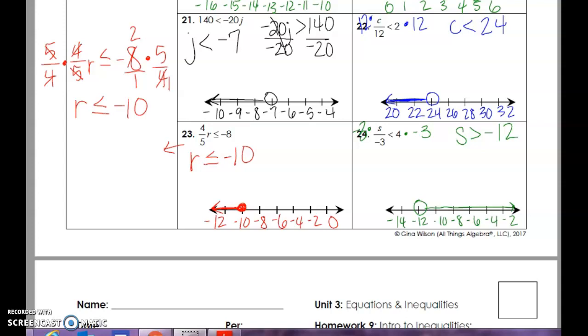Just remember, when you multiply or divide by a negative number, you must reverse your sign. The reason why we do this is because we're changing the value of our solution to our inequality. It's either going from a positive solution to a negative solution. That is why we have to reverse our sign.